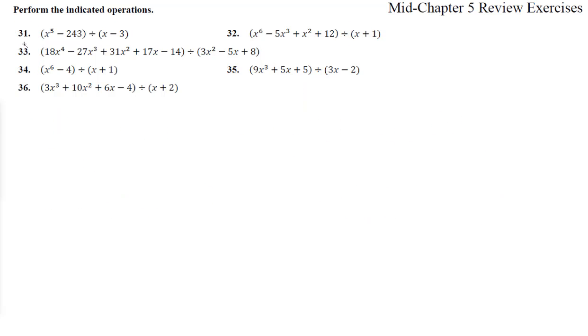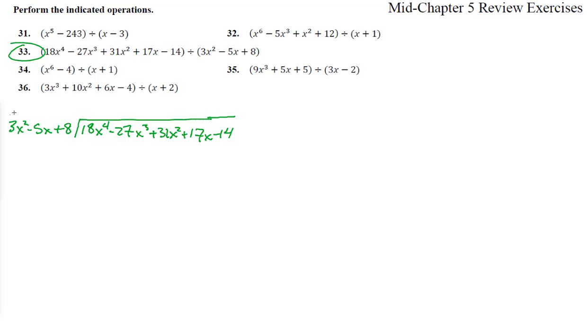All right, number 33. We're going to divide by a trinomial, so we can't do synthetic division. So let's write it out. 3x squared minus 5x plus 8 goes into 18x to the fourth minus 27x cubed plus 31x squared plus 17x minus 14. Oh, this is going to be a big one too.